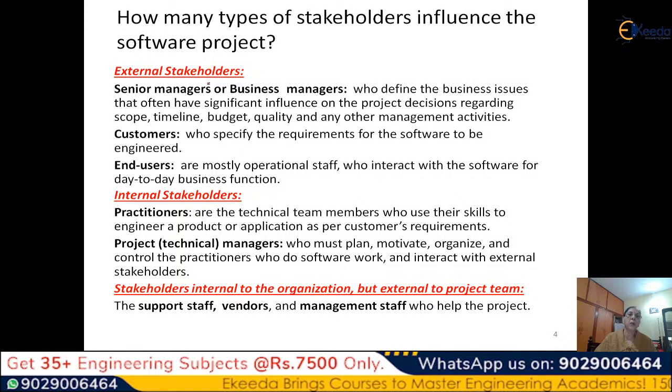In external stakeholders, you have senior managers, business managers, who have significant influence because they are the ones who define the business issues. And they also have an influence on the project decisions regarding scope, timeline, budget, quality. These are very important parameters for the software project. And any management activity, they have an influence. Then the customers who specify the requirements that will be engineered. So basically, they tell you what product they need, their requirements.